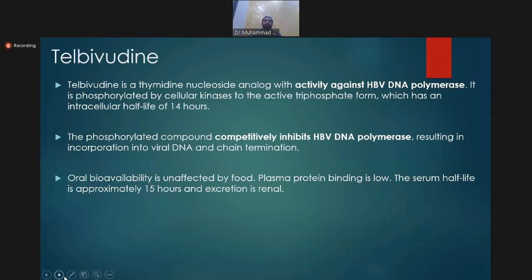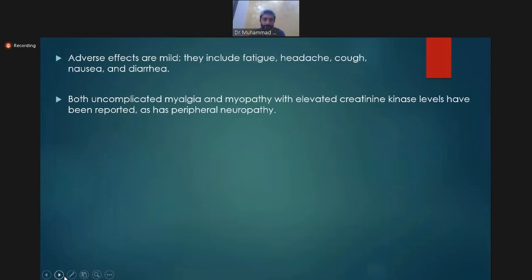Again, oral bioavailability is unaffected by food. Plasma protein binding is low, and serum half-life in सबकी approximately जो है ना 15 hours तक ही है. तो once daily dosing वाले drugs हैं ये, and the excretion is by renal mechanisms. Adverse effects again बिल्कुल vague और सबके सब तकरीबन similar ही हैं: fatigue, headache, cough, nausea, and diarrhea. Both uncomplicated myalgia and myopathy with elevated CK levels have been reported, as has peripheral neuropathy.